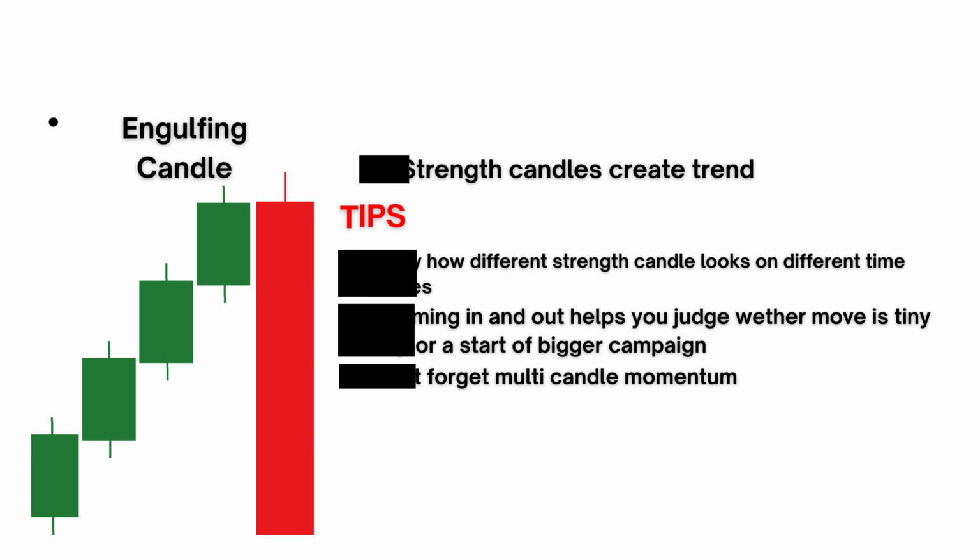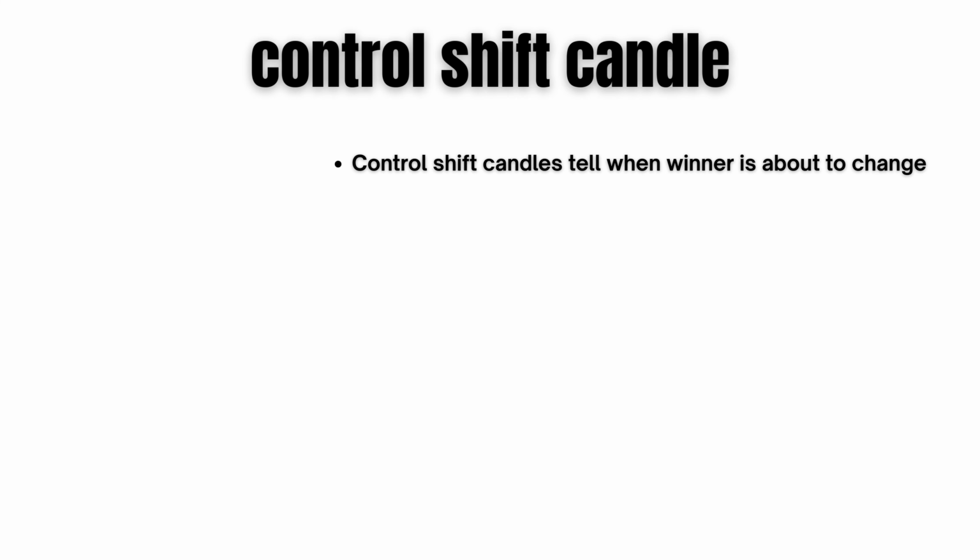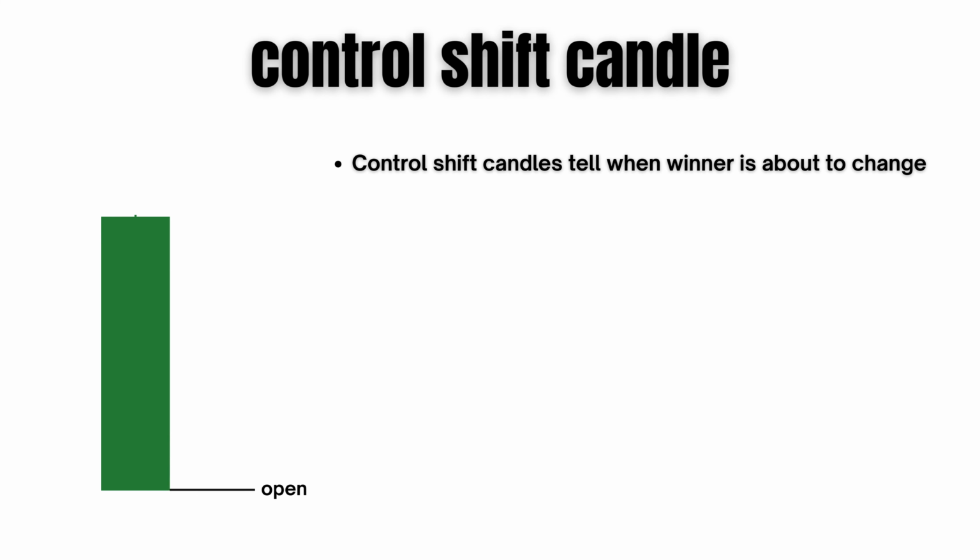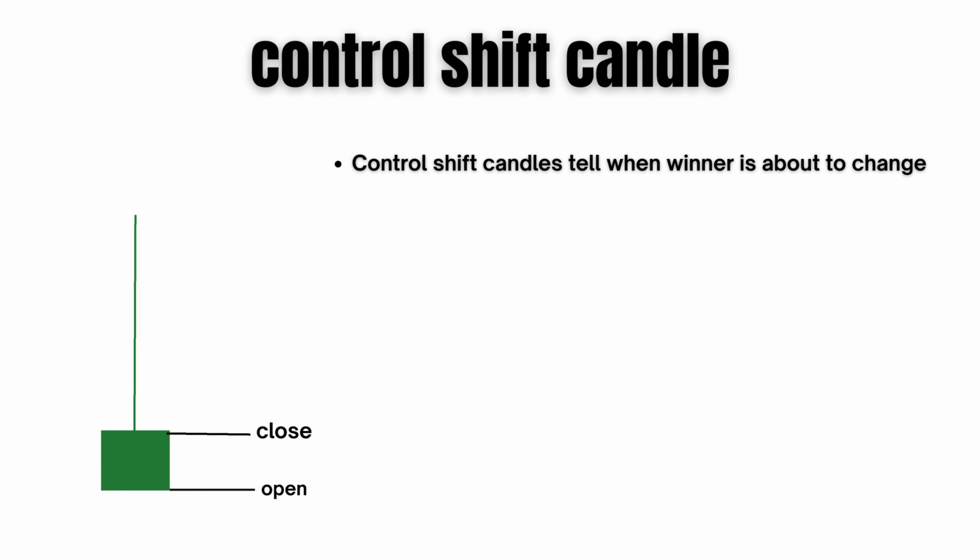Trade with strength. If strength candles tell us who's winning, control shift candles tell us when the winner is about to change. Picture a candle that opens. Buyers drive price way up, and then sellers slam it back down so it closes near or even below the open. The long upper wick is not decoration. It's the story. Buyers had control early, but completely lost it by the close.